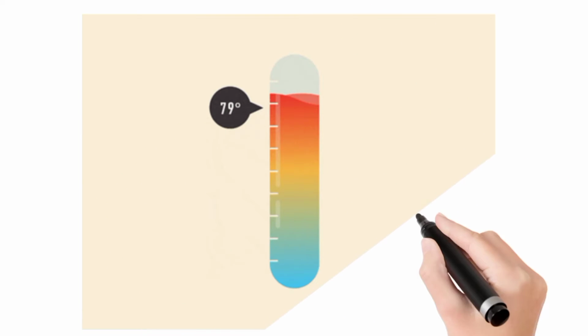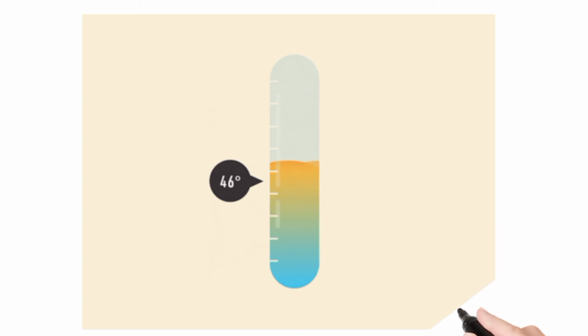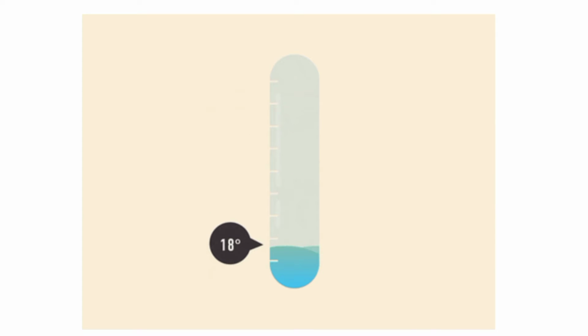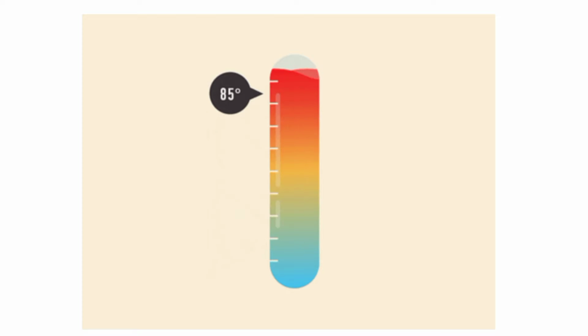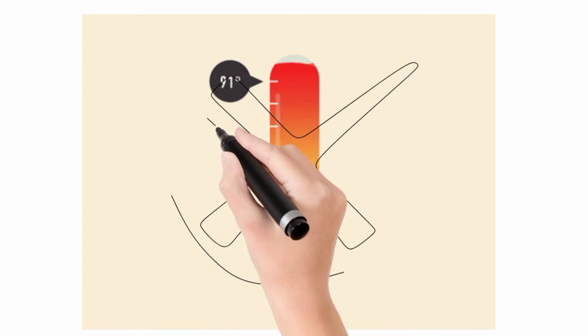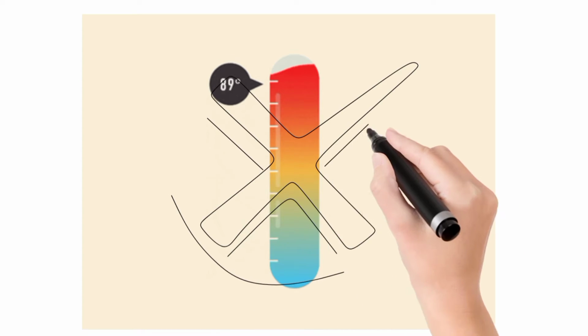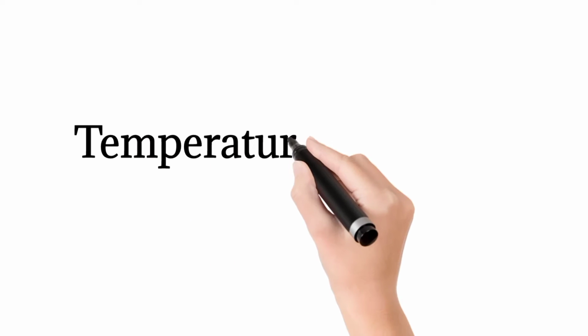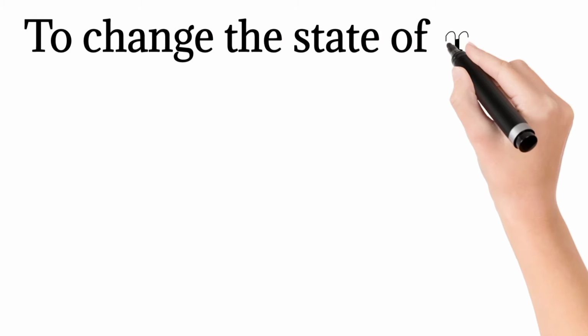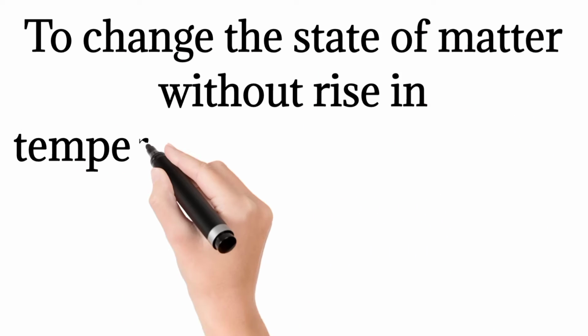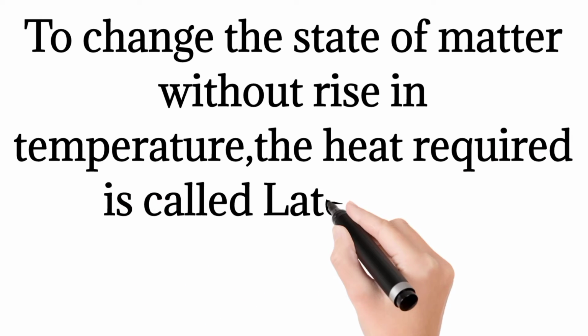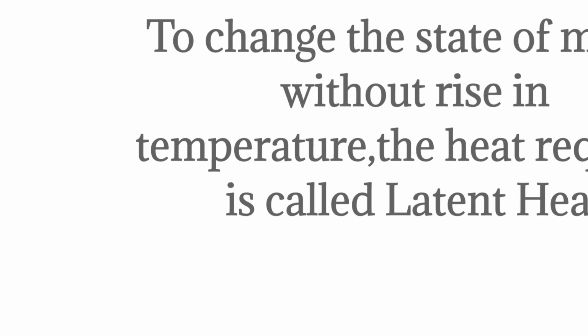Means if we are changing the state of any substance, then we provide the heat. The temperature will not increase as long as it remains in the same form. So we can say latent heat has always to be supplied to change the state of a substance.